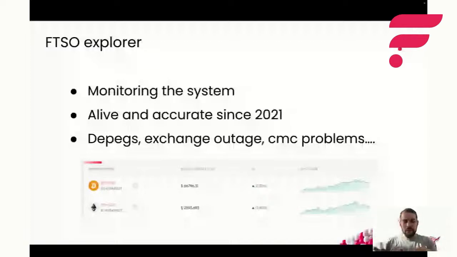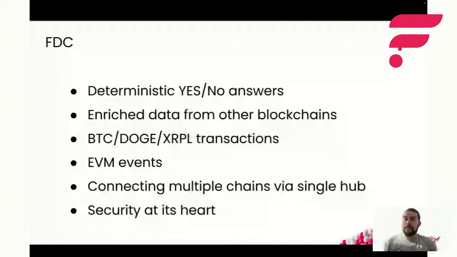Okay, and the other thing is FDC, or the Flare Data Connector. And as said before, the Flare Data Connector allows us to pose deterministic yes-no questions. But we don't just want to stay with the yes-no answers. So the data connector allows you to get answers to deterministic yes-no questions. And when the answer is yes, you also get some additional metadata that's enriched depending on how you want to enrich it. Specifically, the first iteration had enriched data from other blockchains. We currently support Bitcoin, Dogecoin, XRP Ledger, and EVM events on Ethereum and any layer 2 that is EVM-compatible.